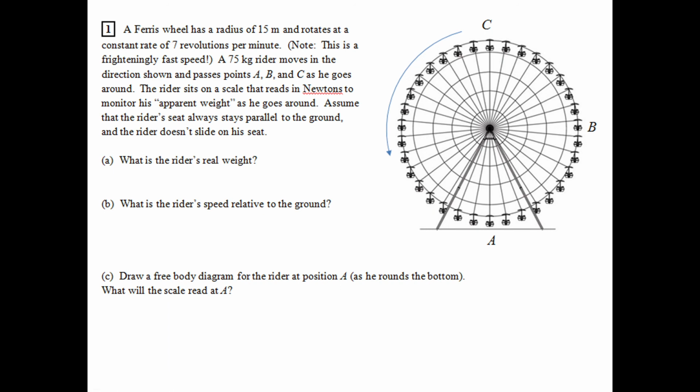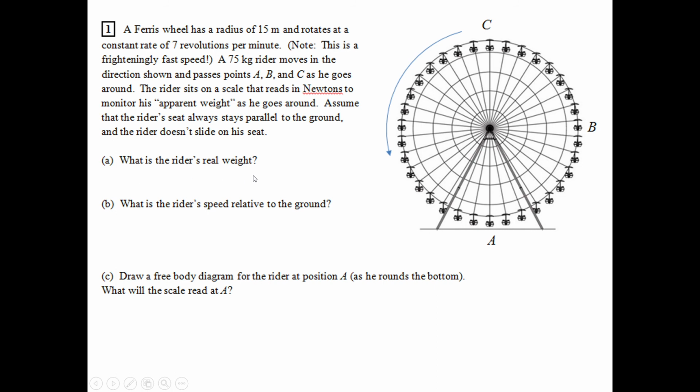The rider's feet don't touch the ground, so their full weight is on the seat, and on top of the seat, underneath the rider, is a scale that reads in newtons, so we can gauge how heavy they feel at any particular time. The reading on the scale is sometimes referred to as the apparent weight of the rider. In other words, the rider might feel heavier or lighter at certain points in the ride. That doesn't mean their real weight is changing. And the first question I'm asking here is, what is the rider's real weight, not apparent weight?